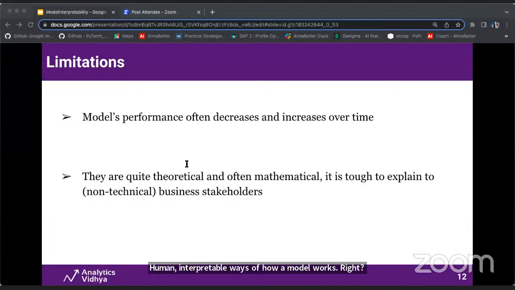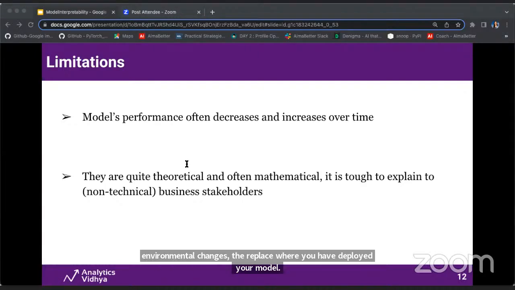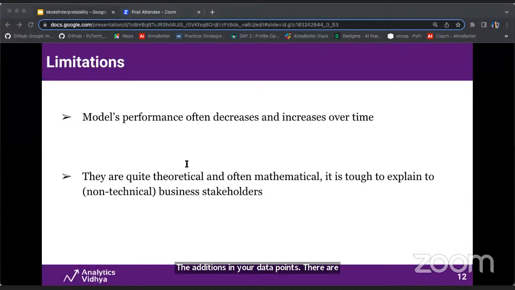In the real world, a model's performance often decreases and increases over time after deployment. It can depend on multiple instances like the environmental changes, the place where you have deployed your model, the additions in your data points. There are some new features, the variability in data features, some added constraints, some noise introduction. So there can be many factors due to which your model gets affected with time, right?